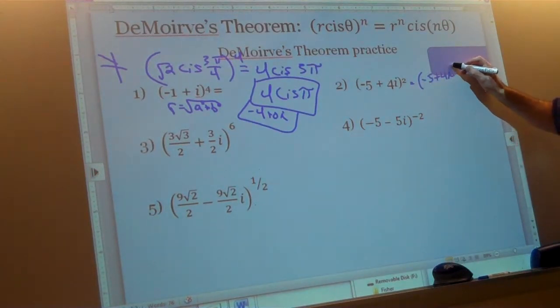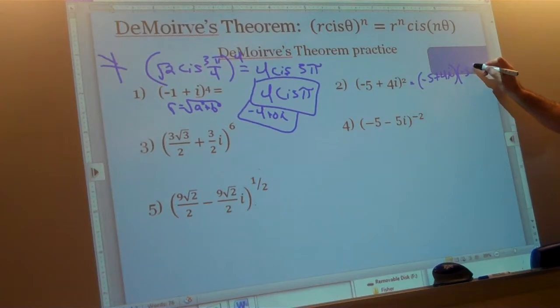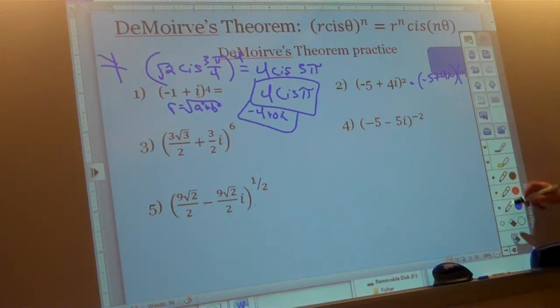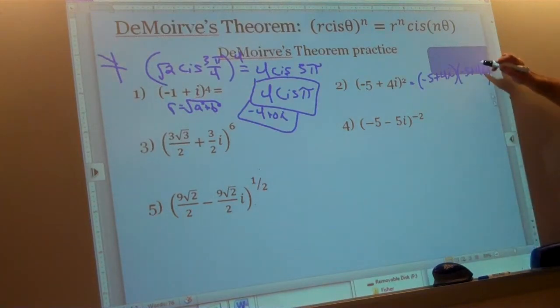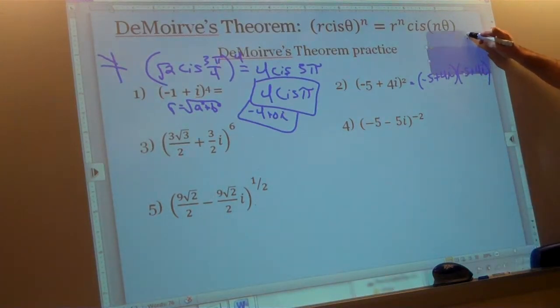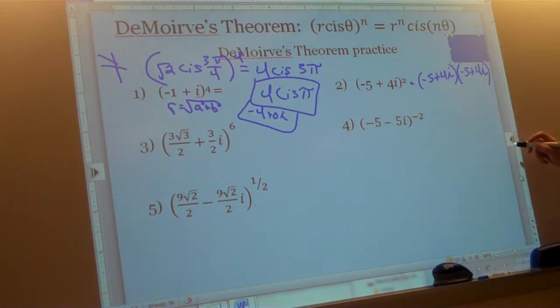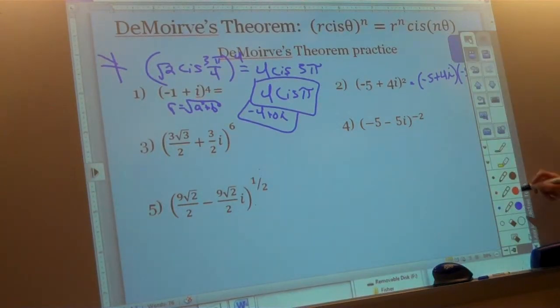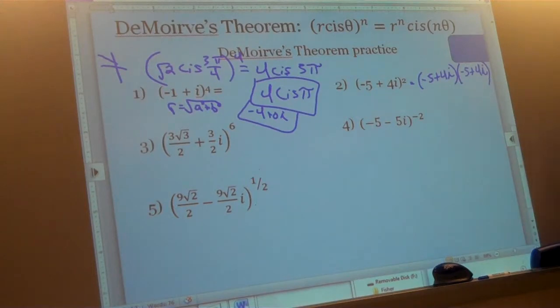Negative 25 minus 14i plus 16i squared. Alright, so let's just FOIL that out, see what we get.